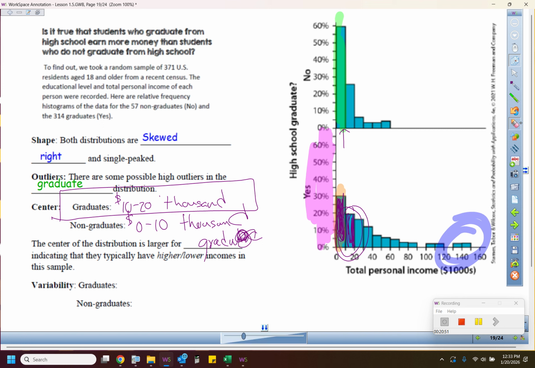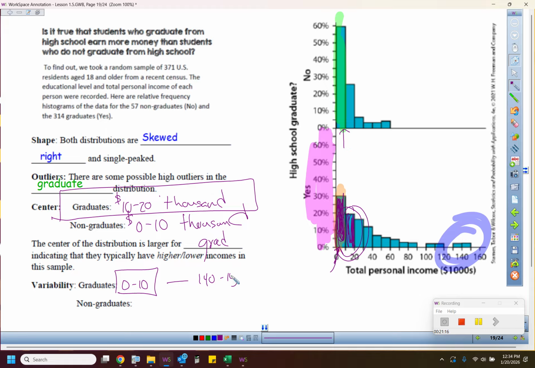If I can get my pen to work. Sorry about that, guys. The grads. Let's go with the variability. I will do the graduates, see if you can get the non-graduates. The graduates goes from 0 to 10. Isn't that this very first bar right here goes from 0 to 10,000? And then the largest bar goes from 140 to 150.